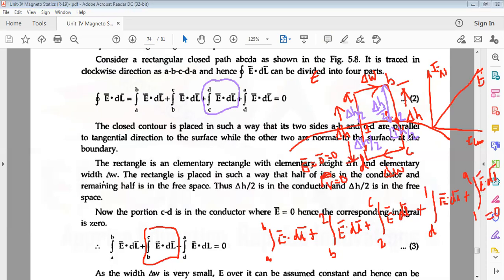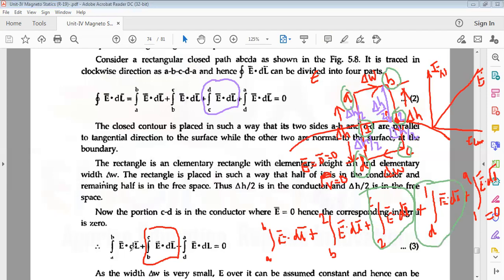Now see here which integral is in the conductor and which integral is in the dielectric. B to 2 is in the dielectric and 2 to C is in the conductor. Whatever it is, the 2 to C integral becomes 0. And D to 1 is in the conductor, so D to 1 is also 0, because in the conductor E bar is 0. And 1 to A is in the dielectric.